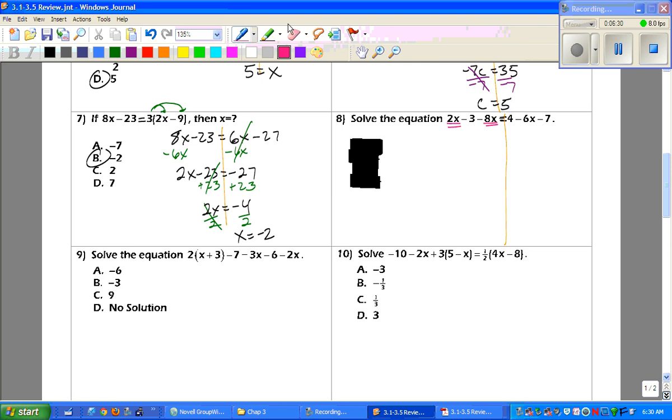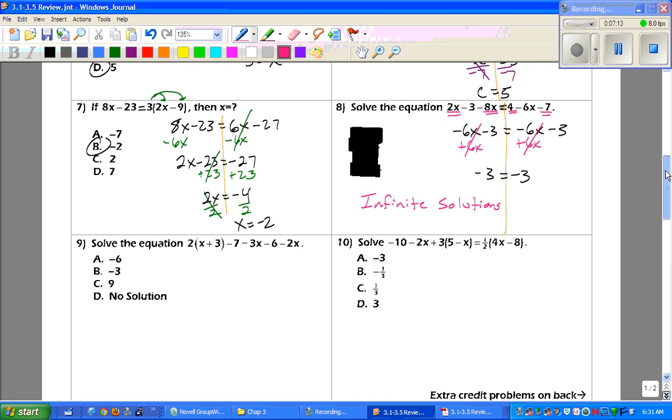Now, first thing we got to do is to combine like terms on both sides. So you get negative 6x minus 3 equals negative 6x, and that is 4 minus 3, which is negative 3. I want to move my x's to one side, so I'm going to add 6x to both sides. Ooh, and both of those cancel. But we get negative 3 equals negative 3. And when we have something like that, we have infinite solutions. No matter what number you plug in for x, you're going to get the right answer.